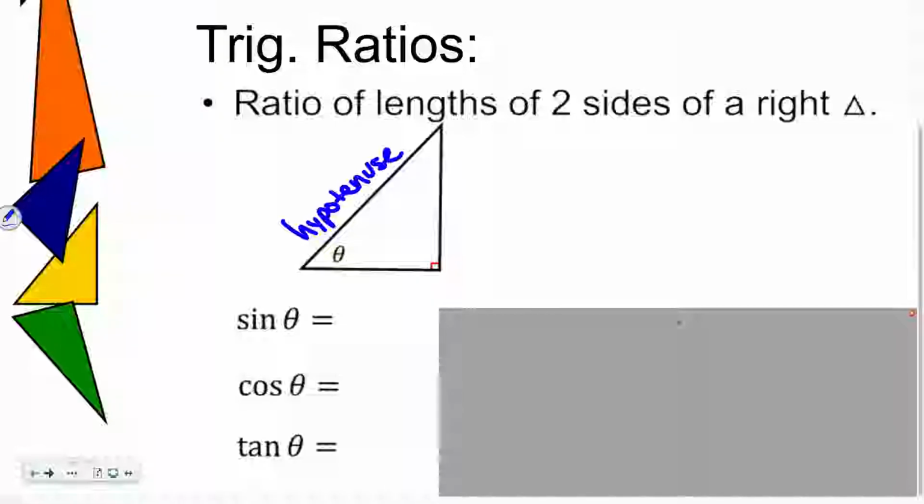When you're deciding between opposite and adjacent, remember that it's relative to wherever theta is placed. Theta is an angle, and whatever side it intercepts, that's its opposite side. Whatever side makes the angle with the hypotenuse, that's its adjacent side. Tell your pod members how to do sine, cosine, and tangent.